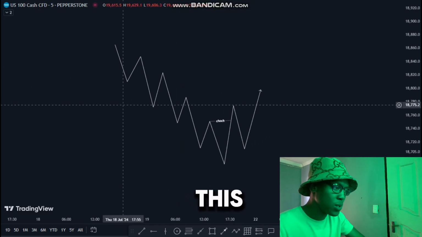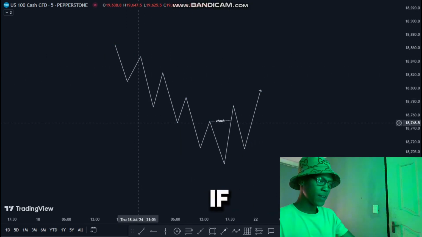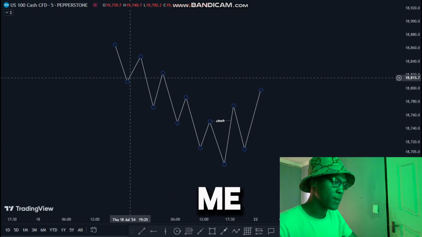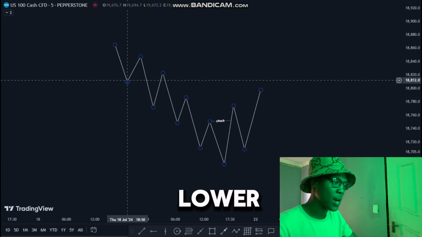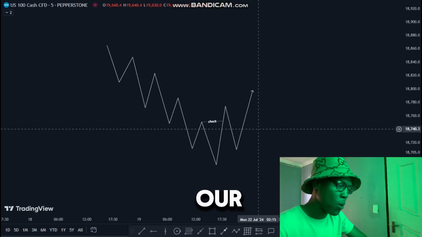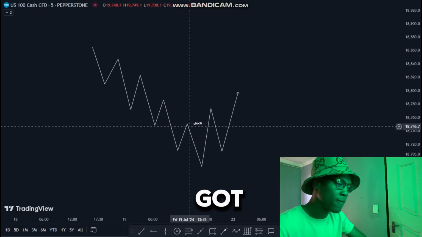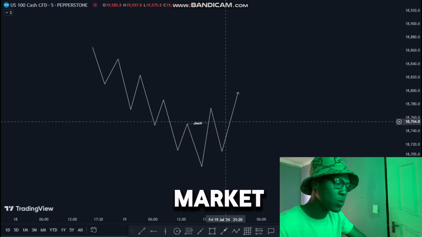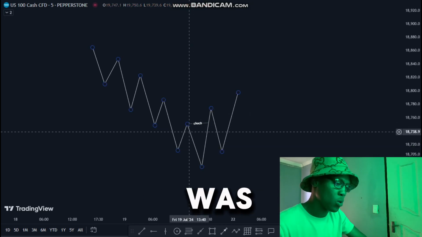So as you can see, this was a bearish example. The market was trending nicely, going down, forming a lower high, lower low, lower high, lower low, lower high, lower low. You understand, right? Our last lowest high got violated by the current movement, meaning there was a change of character. The market was no longer going down.